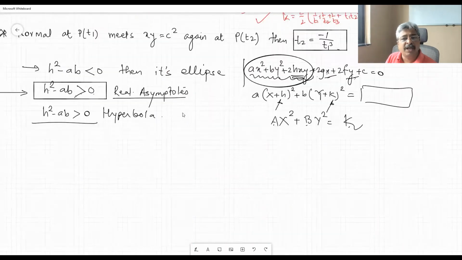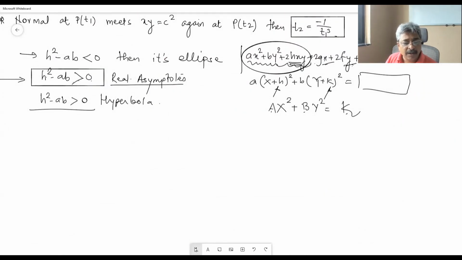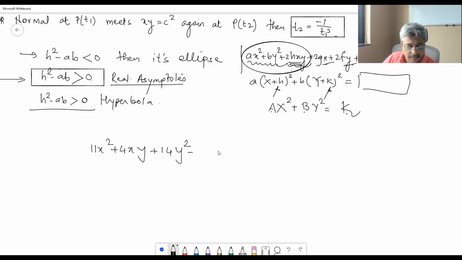Some detailed discussion about this we will do in the next lecture, but if we know this fact, then in the remaining time, can we find out something for 11x square plus 4xy plus 14y square minus 4x minus 28y minus 16 is equal to 0? It is a general degree 2 equation, but as I said just now, h square minus ab in this case is less than 0, therefore this is an ellipse.